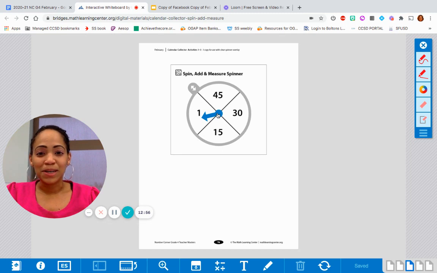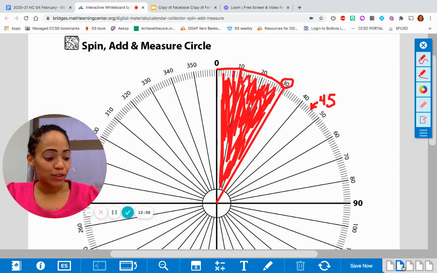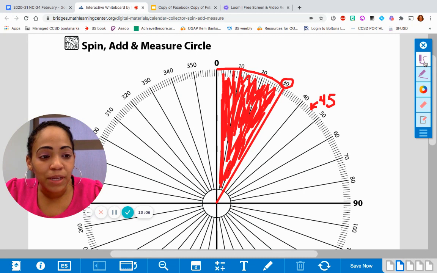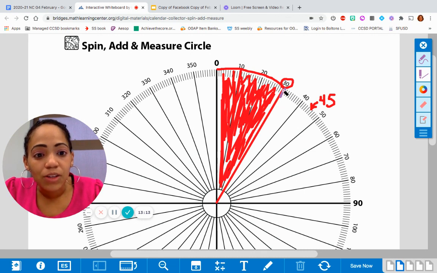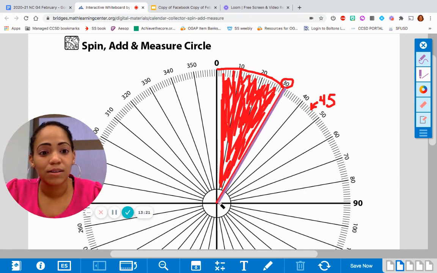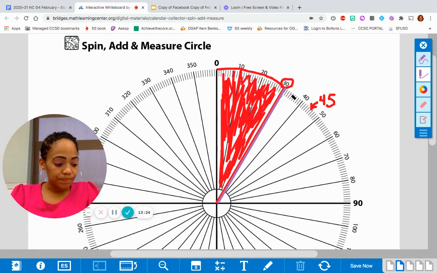A measly old 1. So I'm going to go back to my circle here. I'm going to change my color this time. And it's going to be really hard for me to show 1 or to color in 1. So maybe I'll get my line here. I'll just do a purple line, right next to my red line, because 1 degree is so hard to see. Okay? Are we good?